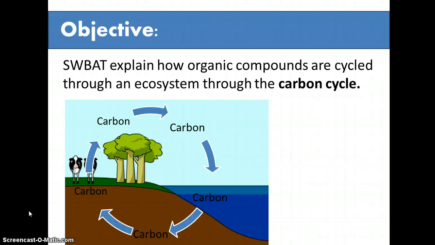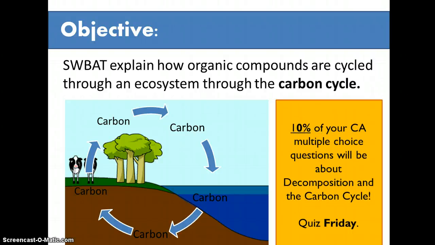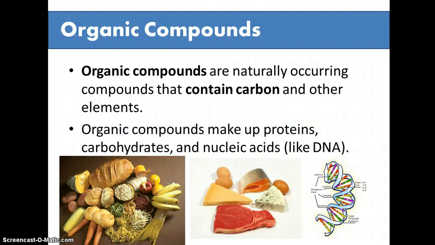So today's lesson, we're going to explain how organic compounds are cycled through an ecosystem through something called the carbon cycle. This will be on your common assessment, and carbon cycle is going to be a lesson that I in particular feel very strongly about because it ties into reasons why we need to take care of our environment. So let's start with a little bit of review.